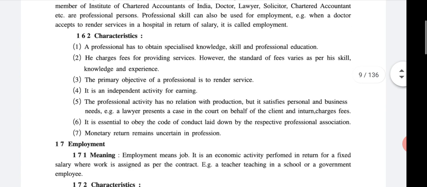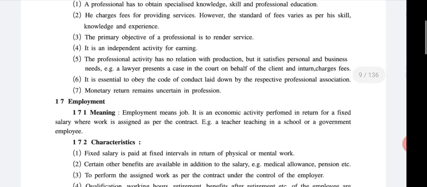In profession there is no fixed standard of fees. It is different and varies as per his skill and knowledge. There are seven characteristics of profession. I speak only the important words in all characteristics: specialized knowledge, skill, and professional education. Charge fees for providing service. Standard fees vary. Primary objective is to render service. Independent activity. Professional activity has no relation with production. Essential to obey code of conduct, and monetary return.